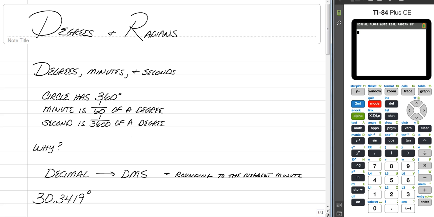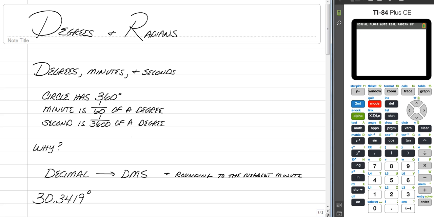So, degrees, minutes, and seconds. If we think about the fact that a circle is 360 degrees, I want you to think about a clock. A minute is 1/60th of a degree. Okay, it's 1/60th of 1 degree. Now, don't really think about that in terms of hours, because an hour is actually 30 degrees because there's 12 hours on a clock and 360. So think about it in terms of a minute is 1/60th of a degree.